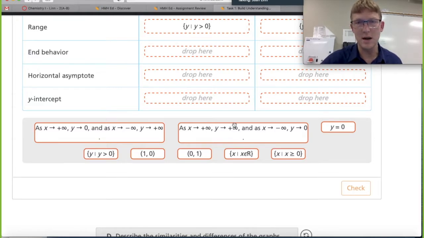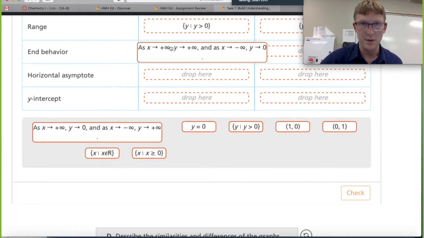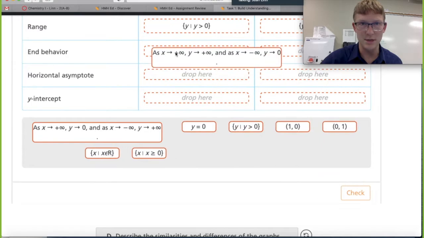So it doesn't mean that it actually hits 0. It just means that it approaches 0.